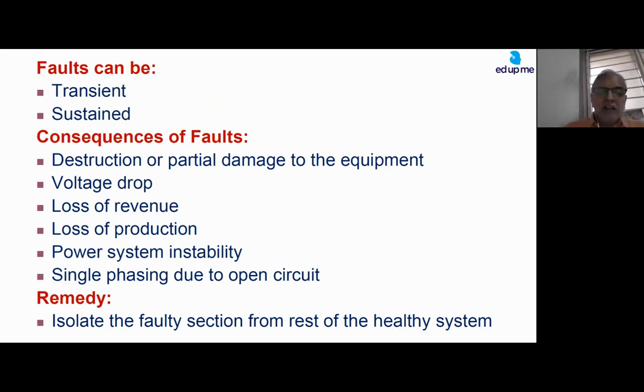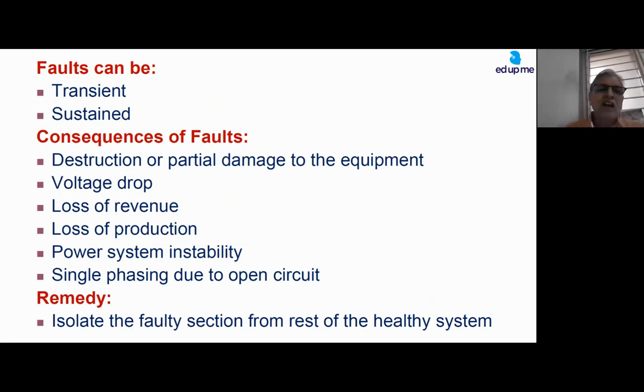What is the remedy? The remedy is you can isolate the faulty section from the rest of the healthy system. So this remedy is power system protection. To isolate the faulty section from the rest of the healthy system is what is known as power system protection.